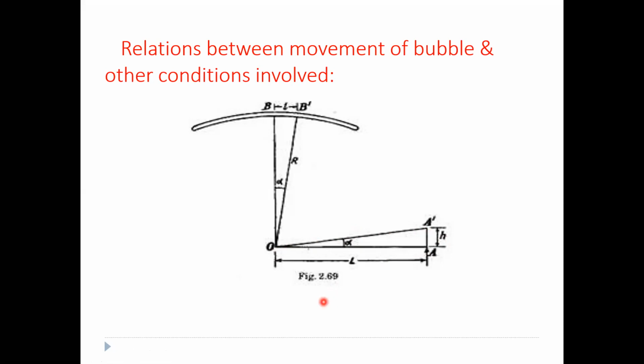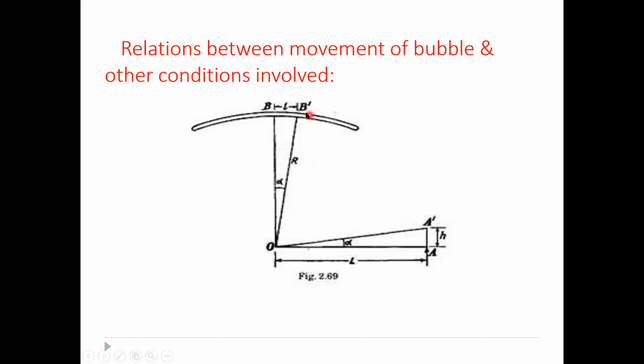Here the angle of tilt is very small. Then you can conclude that sine alpha is equal to alpha, so alpha equals H by L. That is one relation: sine alpha equals H by L, which means alpha equals H by L for smaller angles. If you know the H value, you can find the angle of tilt, alpha. Why? Because L, the length of the spirit level, is constant.